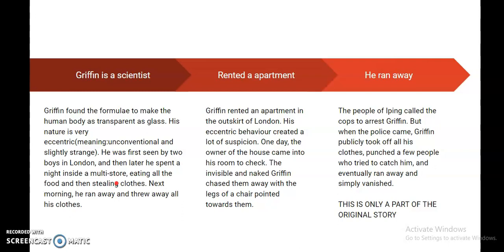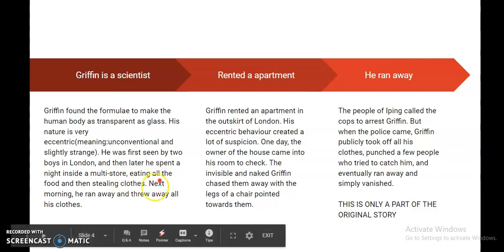That's when he got the muddy footprints, because he wanted to actually go out and see if people can actually see him or not. He wanted to check the invisibility that he had discovered. All right. So obviously, initially he had no clothes. Even he could not get inside his house. So he went inside a multi-store. He put on some clothes. He ate all the food. He stayed the night. He hid in the multi-store all night. And then the next morning when it was opened, he ran. Next morning he ran away and threw away all his clothes.